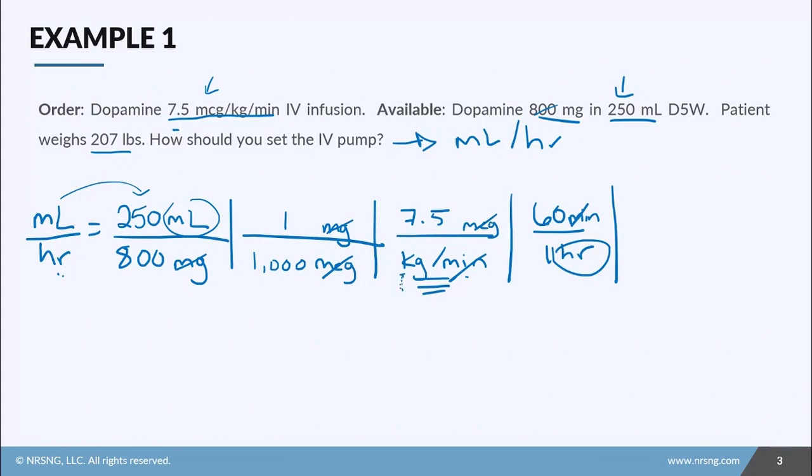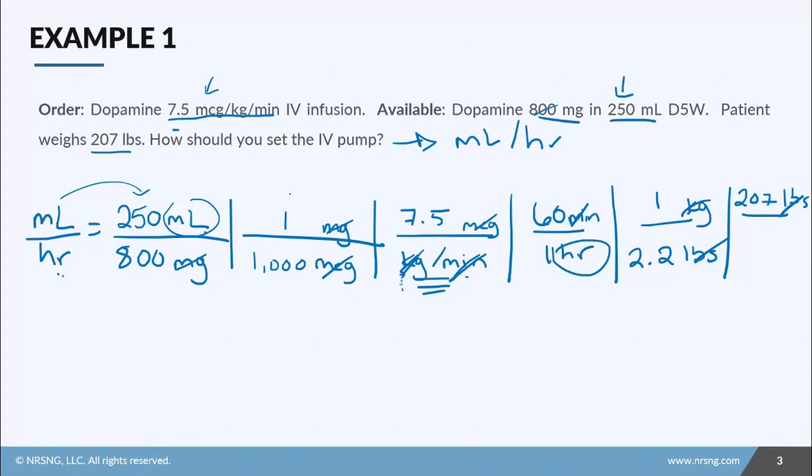Remember, your goal with dimensional analysis is to cancel everything until you're left with only what you need. So we've got to get rid of this kilograms. Let's transfer those units to the top and let's do a conversion. 1 kilogram, 2.2 pounds. Cancel kilograms. What do we know about pounds? We know the patient weighs 207 pounds. Cancel, cancel. Now we've canceled everything. We're left with just milliliters per hour. We know we can move forward.